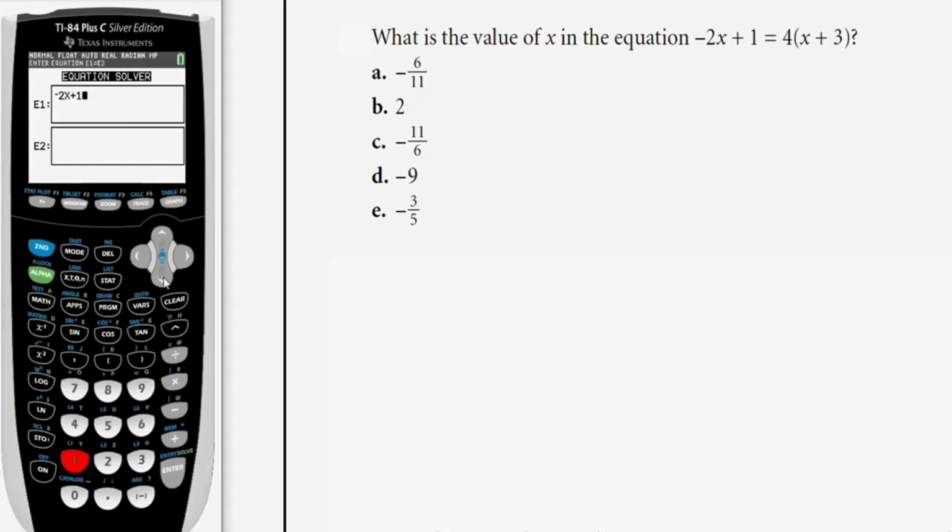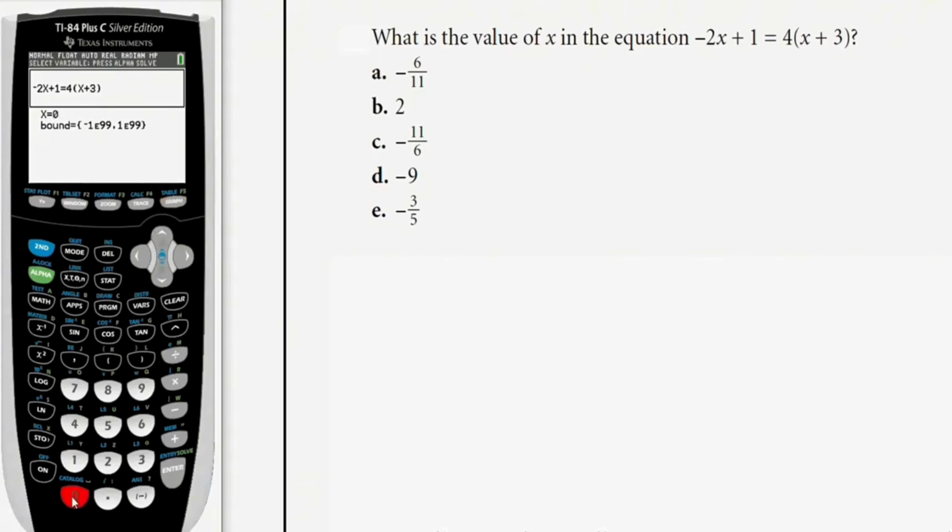Alright, so come to E2, we have 4 in bracket x plus 3, close the bracket. So that's it, guys. We're good to go. Now press this button for OK, this graph button. Alright, now when you get here, guys, you are required to assign x a value. I highly recommend 0 here. Alright, so be assigning your x 0. So let's input 0 here.